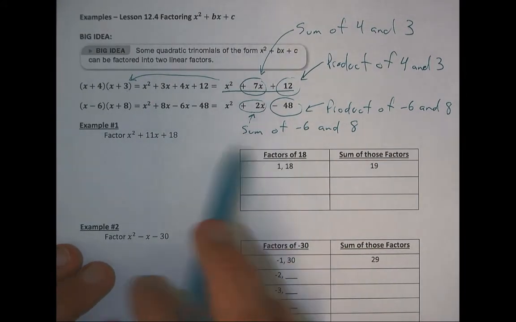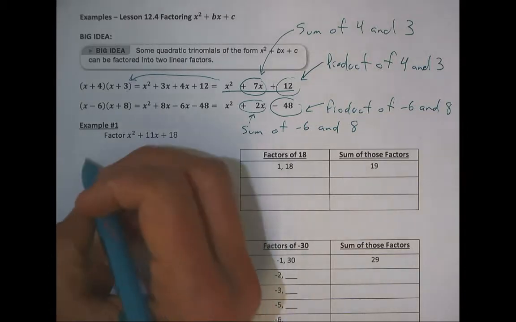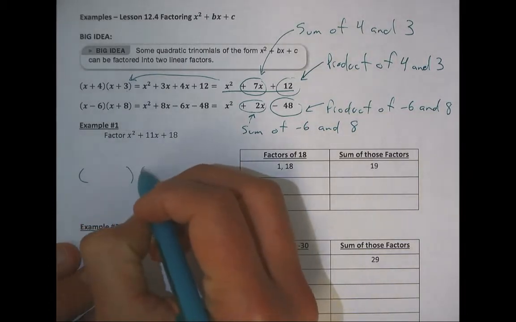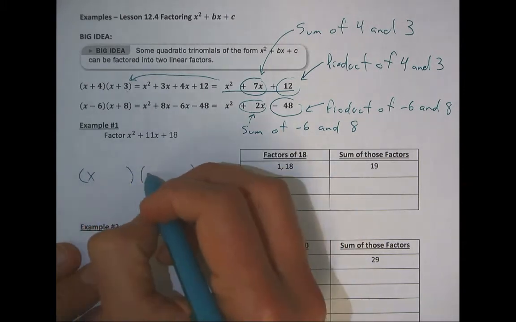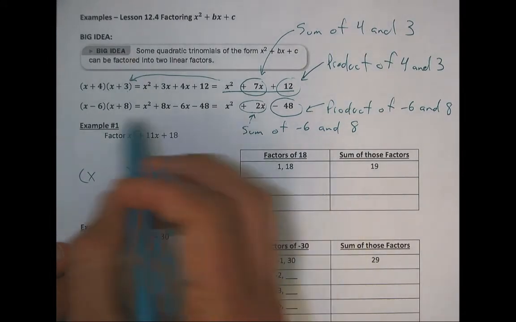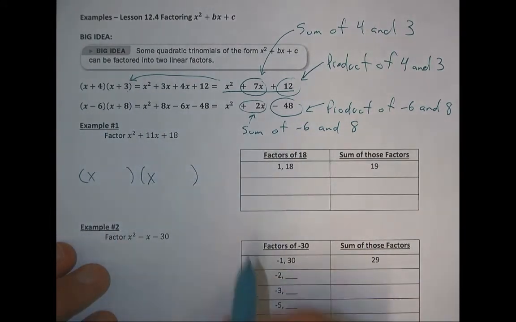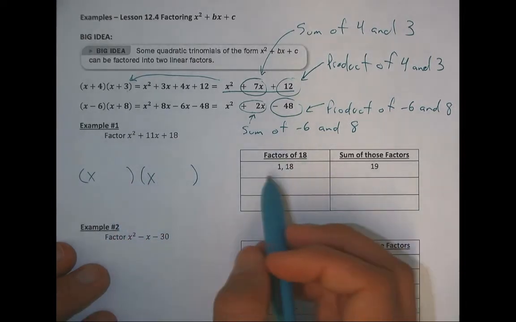So what we want to do is start making a list of factors of 18, because it always goes back to that. If we're going to write this as an answer, it's going to be x, and I'm not going to put plus yet because I don't know. Could be a minus. But x plus or minus something times x plus or minus something, and I have to end up back here. So what I know is these two numbers, when I multiply them, have to make 18. So I want to think about what are my options.